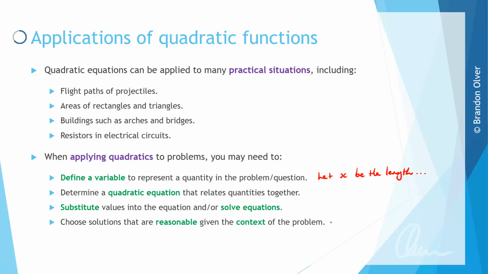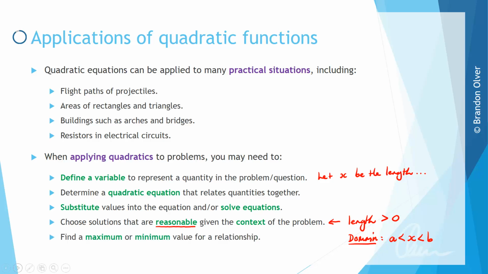So for example, we know that things like length must be greater than 0. When we're talking about reasonable or practical values for a situation, we're actually talking about a thing called the domain of a rule. Domains might restrict the values that go into the rule to be between a lower and an upper bound, and we're actually going to explore that in one of the problems. Finally, you might need to find a maximum or a minimum value for a quadratic relationship, and that obviously relates to the turning point of a graph. So now let's get into some examples.